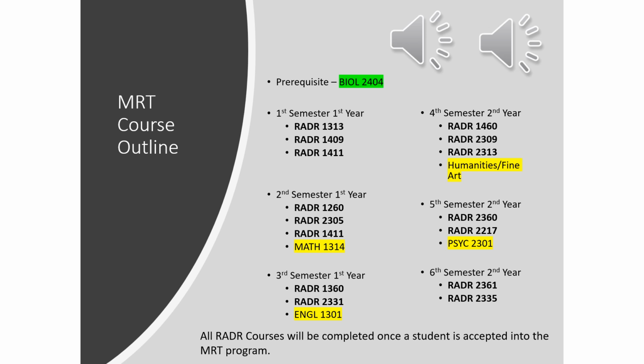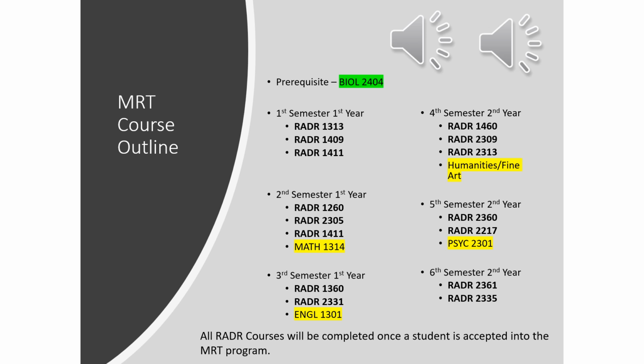Now this slide provides a breakdown of sort of what each semester would look like. I would like to say the prerequisite is obviously the course that must be completed before you enter into the program, before you even are eligible to apply. You must have the Biology 2404 course completed. The items you see in yellow are what we call co-requisites. These courses are non-radiology related, but required to complete the associate degree. Several students who apply have all of these courses done when applying, and that's how they earn points to better their chances to become students in the MRT program.